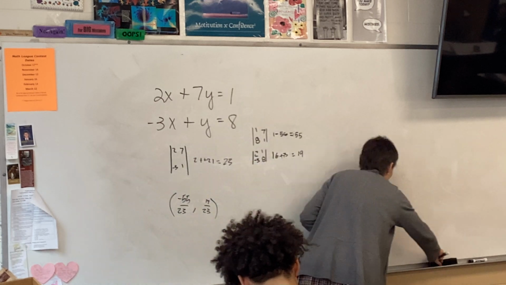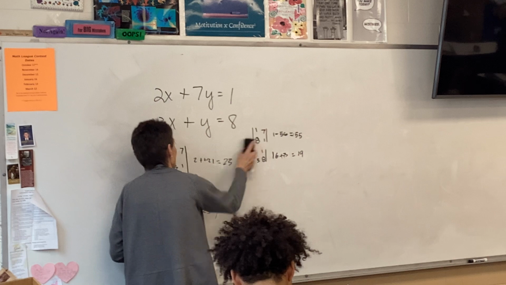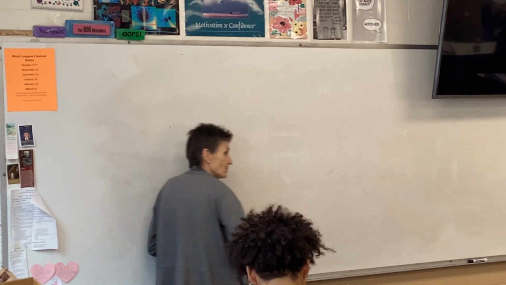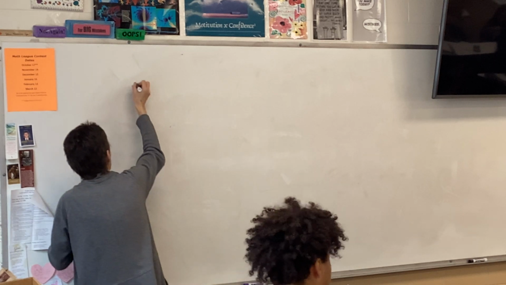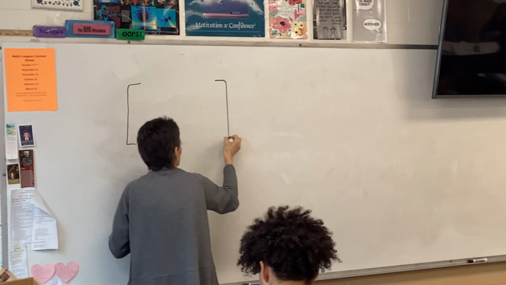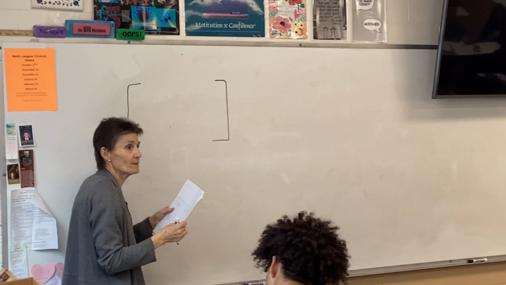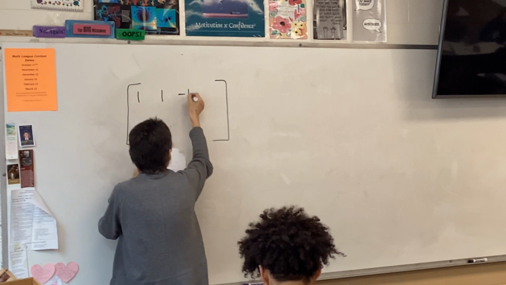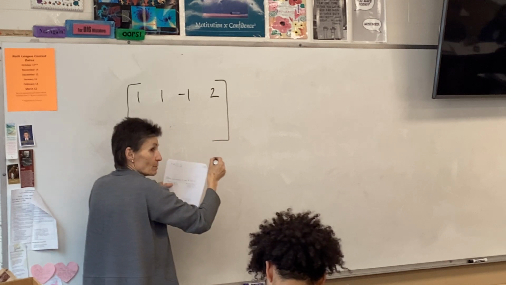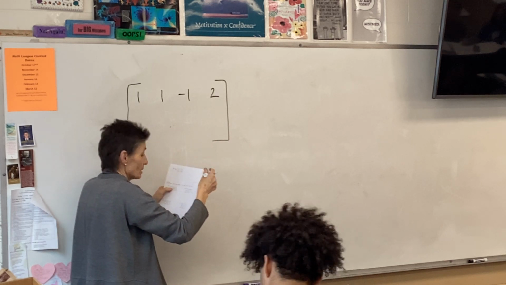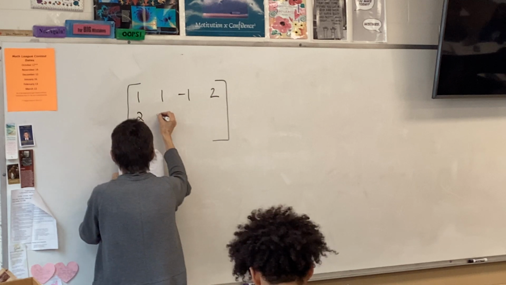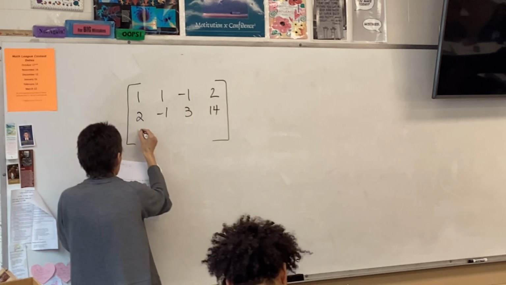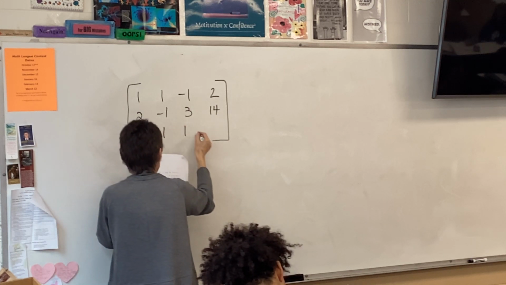All right. Step 1, we're gonna do problem number 1. Use your calculator to solve the following. First thing that I want you to do is make a big giant matrix full of every number in the problem. So, 1, 1, -1, 2. See what I'm doing? That's the top equation. And then 2, -1, 3, 14. And then 3, 1, 1, 14.